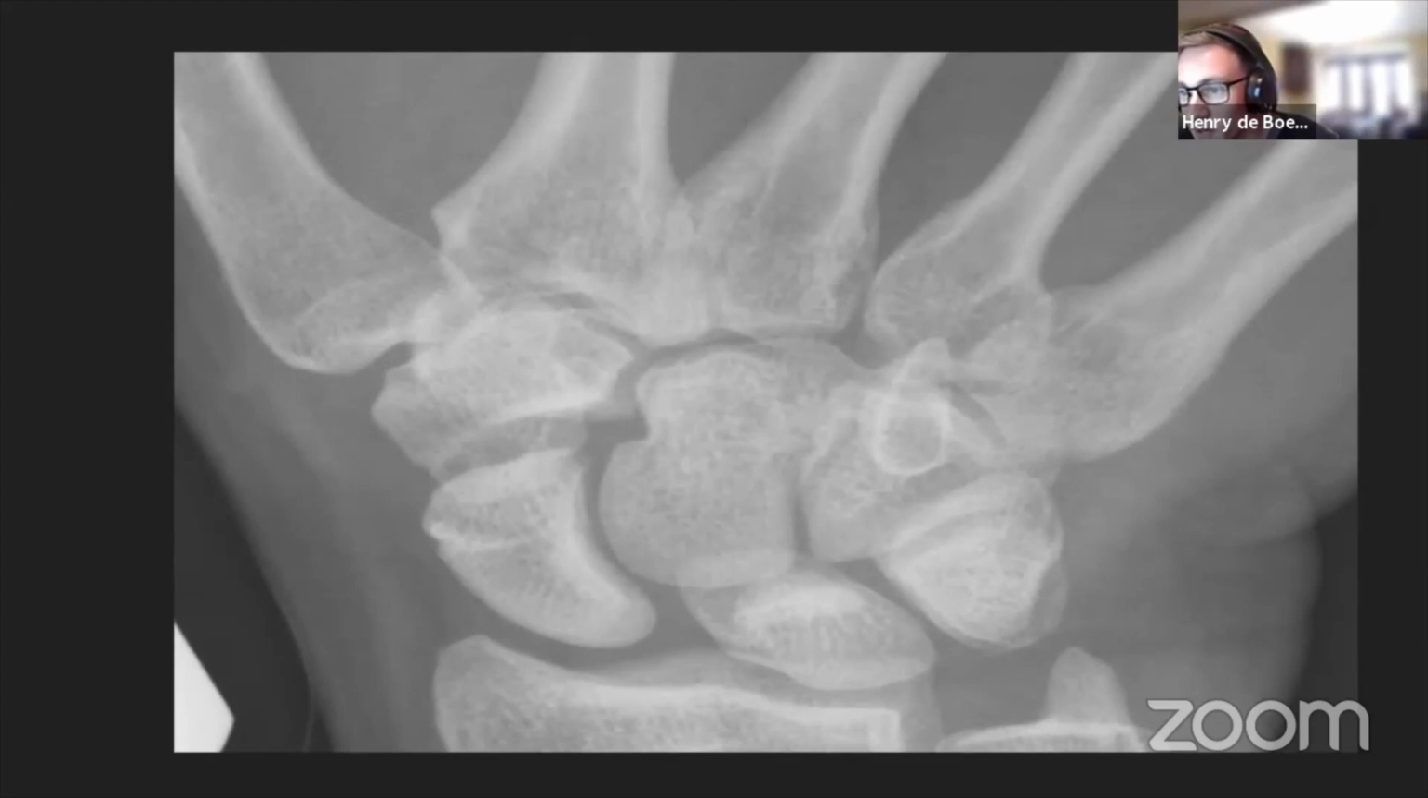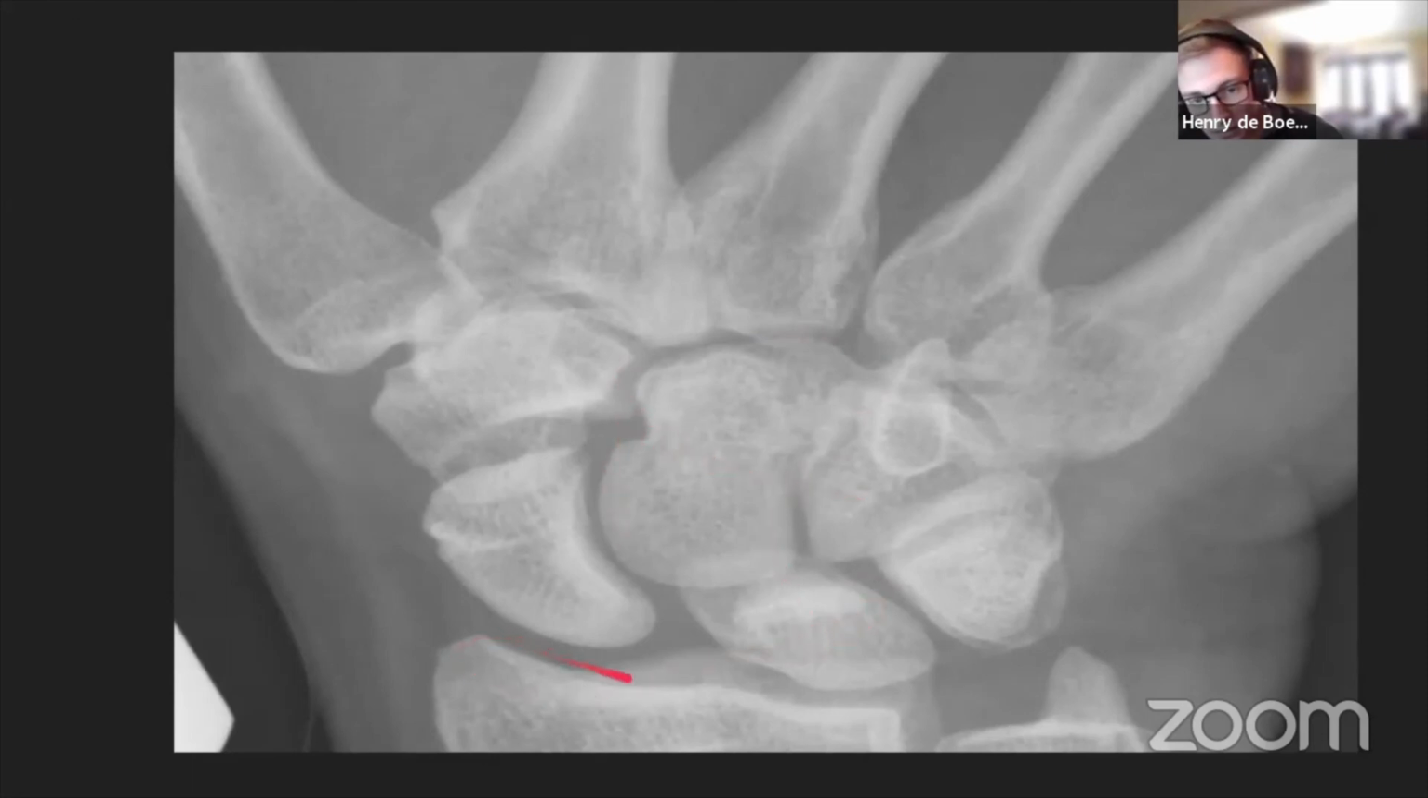Okay, so we had a range of answers. I've not seen a fracture. Some people have said lunate fracture, capitate fracture. No, I think they look okay. There's no break in the cortex, there's no lucent lines.